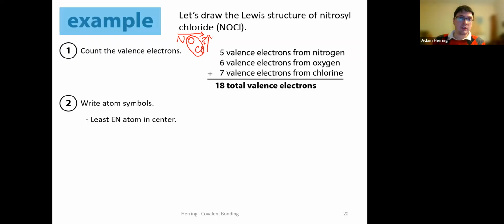So using this trend of increasing electronegativity as we go up, oxygen should be more electronegative. However, if we use the trend going from left to right, chlorine should be more electronegative. You should know that oxygen is more electronegative than chlorine.